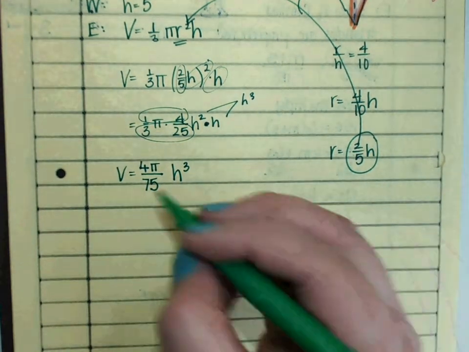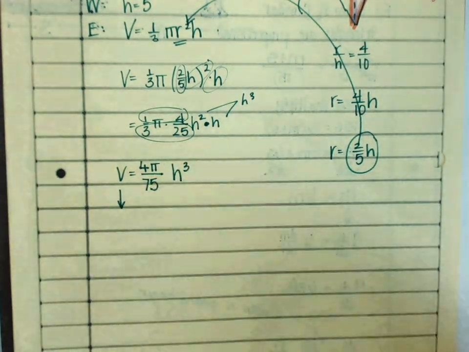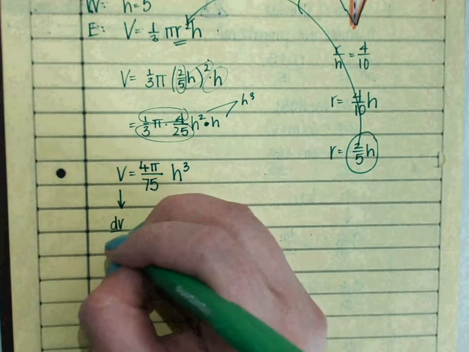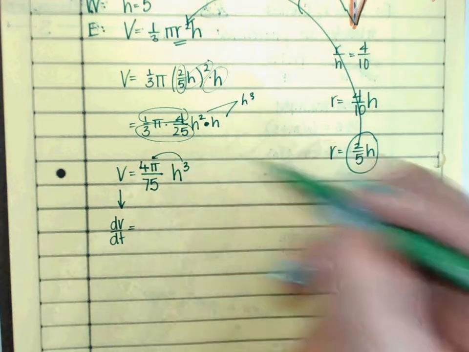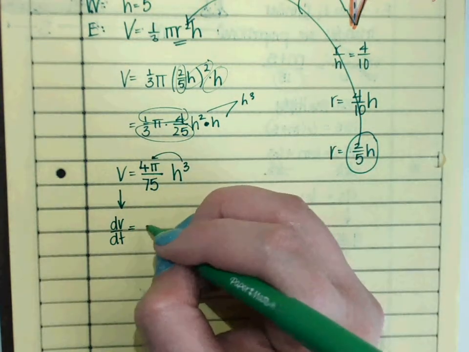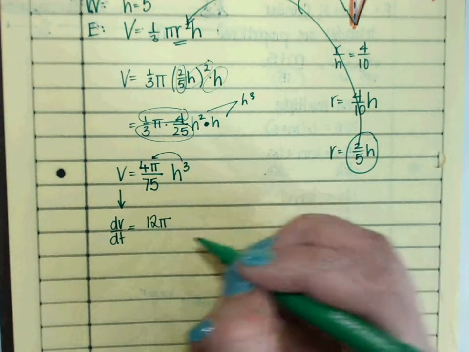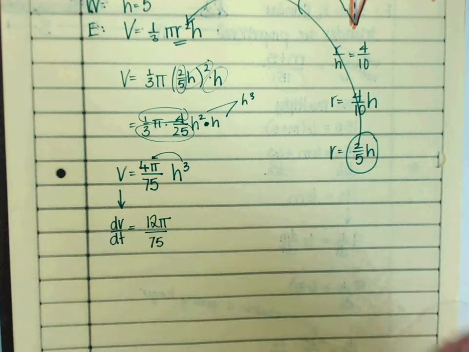Okay, from there we're taking the derivative. What's the derivative of v? dv dt. Other side, we're multiplying the 3 down. What's 3 times 4 in the front? 12 pi. 75 still on the bottom.